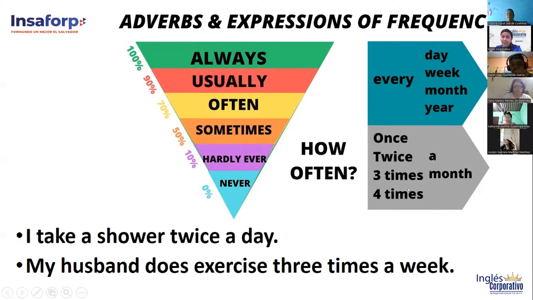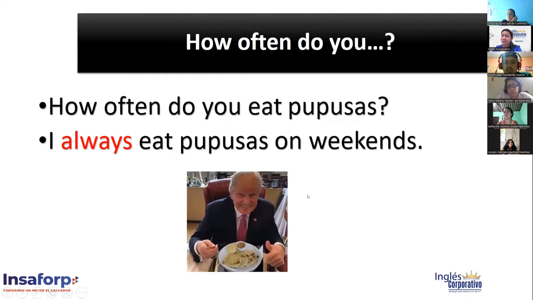Okay? So that's the difference of adverbs of frequency and expressions of frequency. Los adverbs of frequency, ¿a dónde van ubicados? Después del subject. Después del sujeto y antes del verbo. But the expressions of frequency go al final, at the end of the sentence, al final de la oración. Okay?